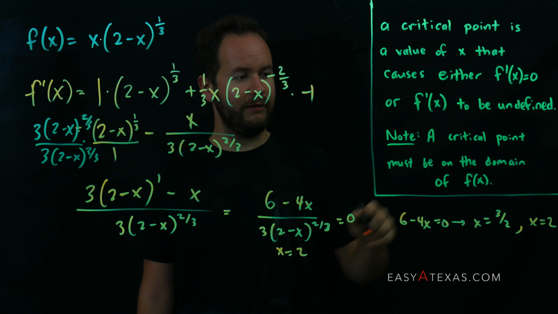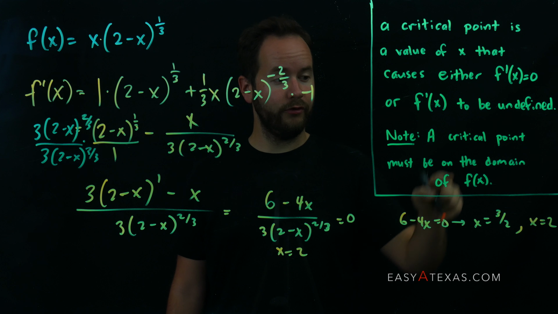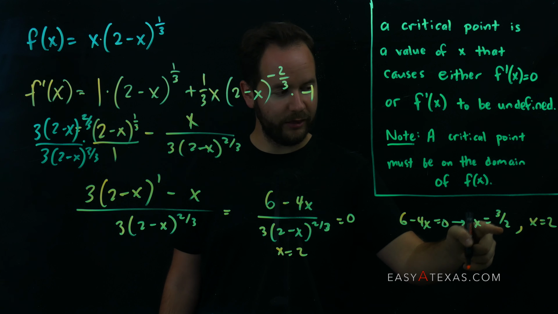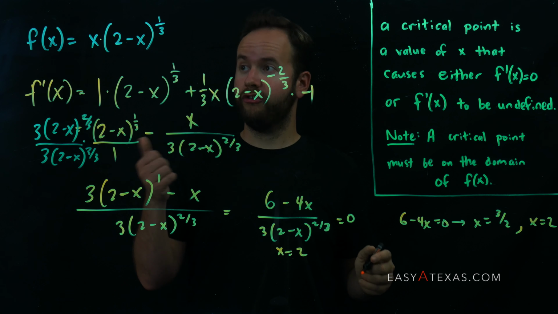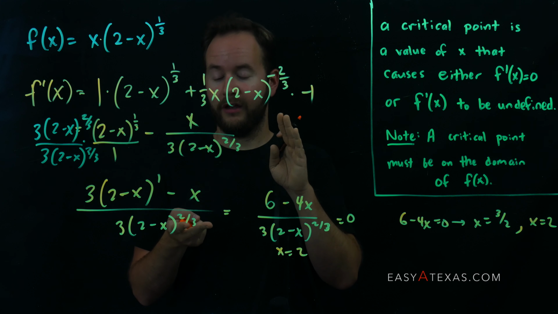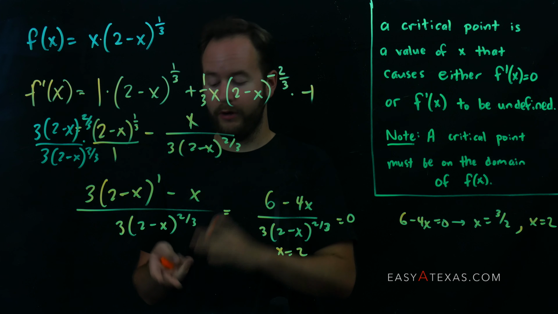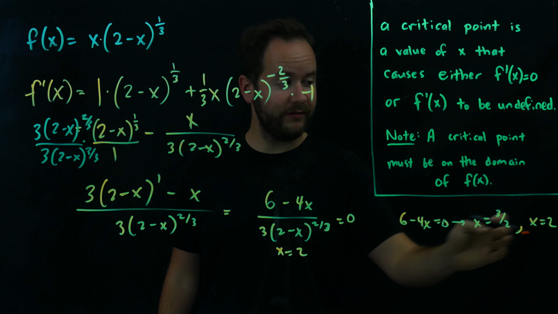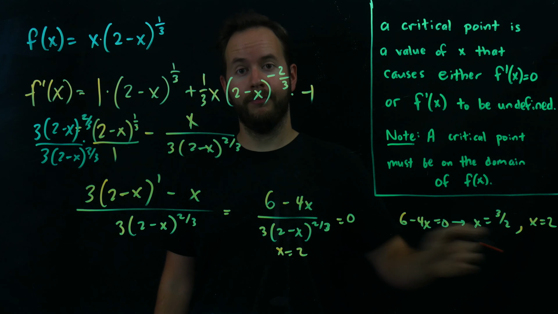One last thing to check is to make sure x equals 3/2 and x equals 2 are in the domain of the original function f of x. So ask yourself, is it safe to plug in 3/2 and 2 into the original function? It sure is. I can safely plug in 3/2 or 2 because it doesn't cause me to divide by 0. It doesn't cause me to take the square root of a negative number, and I don't end up taking the log of any negative number. So because of that, both of these values of x are in the domain, and therefore both of them are critical points.